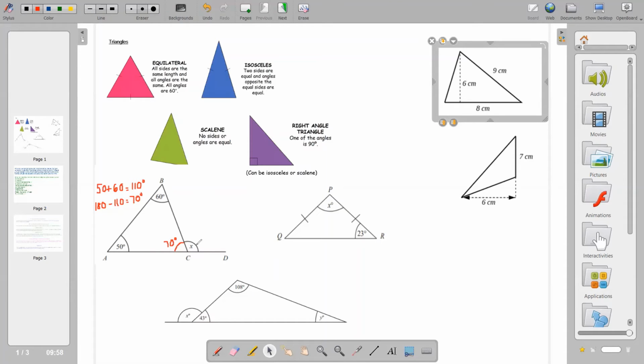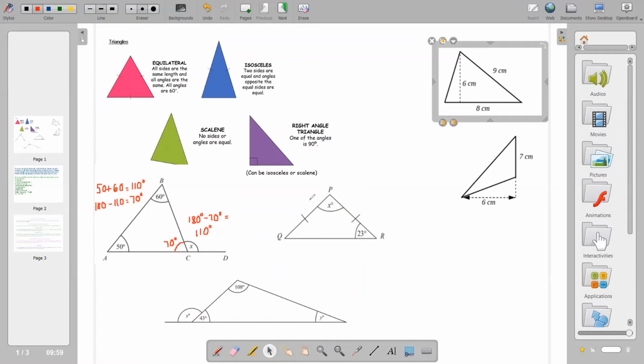Once I've found this, I can find X here. Because I know there are 180 degrees on a straight line, I have to do the sum 180 degrees minus 70, which will leave me with the exterior angle being 110 degrees.